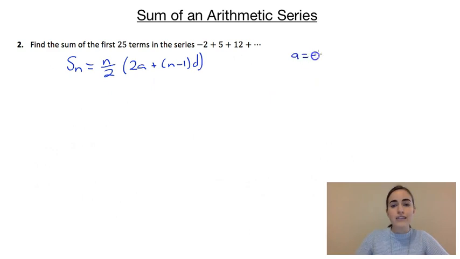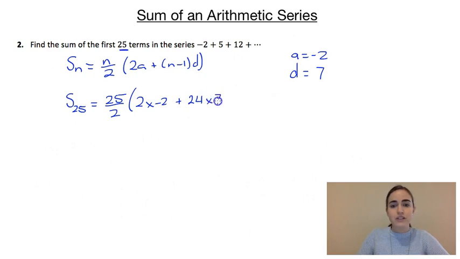We know that a is minus 2 because that's our first term. And we know that our common difference from minus 2 to 5 is 7. Just to double check, from 5 to 12 is 7 as well. Then we can substitute in. We also know that n is going to be 25. So the sum of the first 25 terms is going to be 25 over 2 outside of 2 times minus 2 plus 24, because it was 25 minus 1, times 7, which gives me 2,050 as the sum of the first 25 terms. So that's having a look at how we can find the sums of n terms in an arithmetic series.